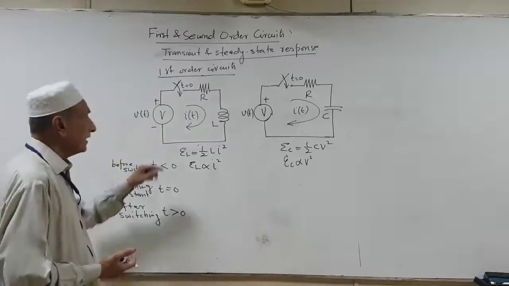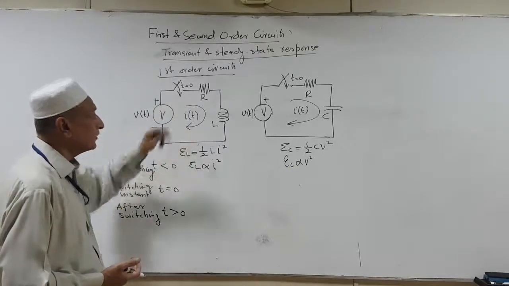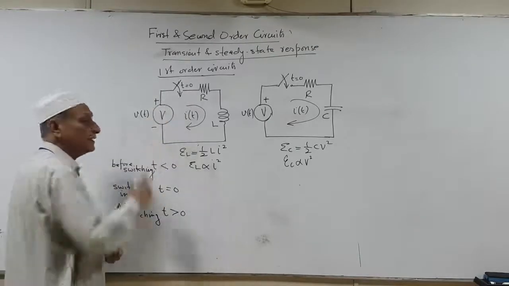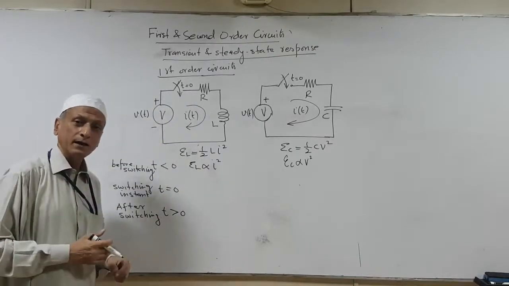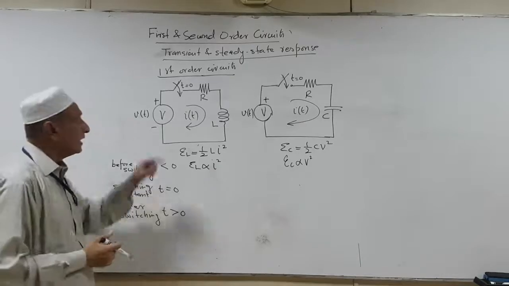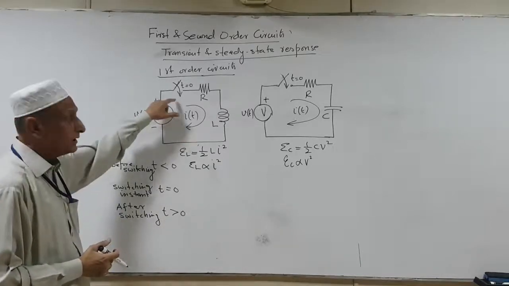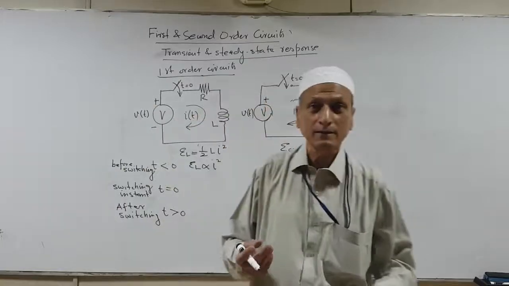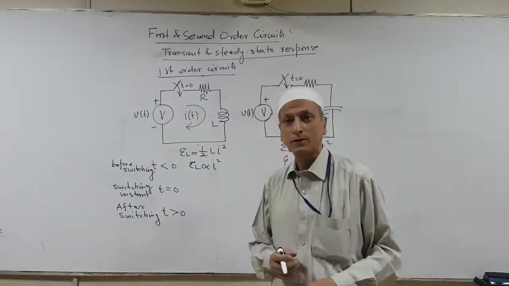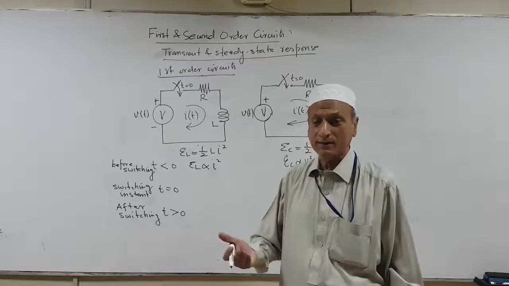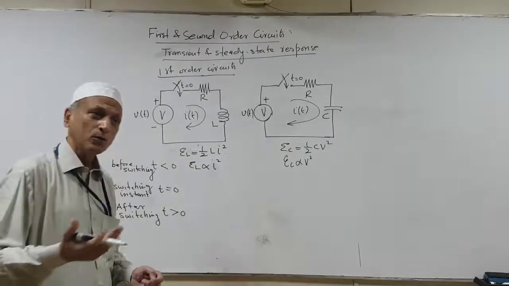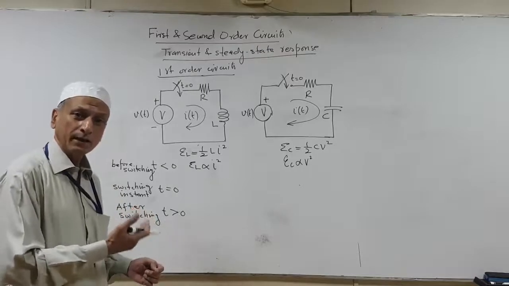Now let's talk first of all about an RL circuit. We have included a new device over here, and that is a switch. A switch may close or open at an instant which is referred to as t equal to 0. That is the start of the events. So in any case, we now go to the time domain analysis.